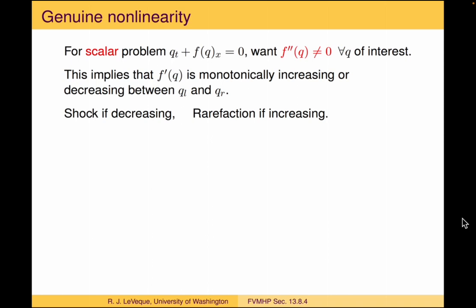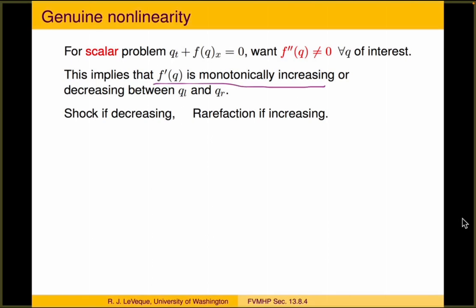Again, remember in the scalar problem, the analog is convexity, and the idea was that we wanted f prime of q, which is the characteristic speed, to be monotonically increasing, which means that the second derivative has to be positive, or monotonically decreasing, in which case the second derivative would be negative. But it has to have the same sign everywhere, at least for the set of q that are of interest.